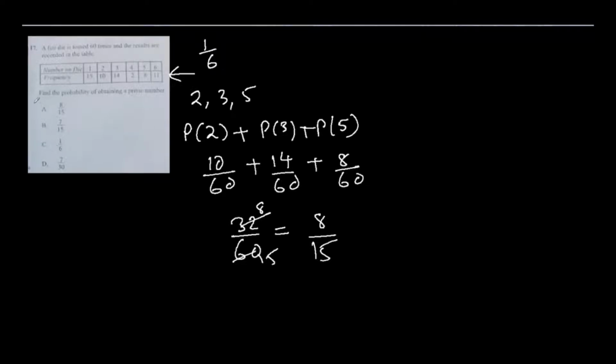8 of 15. A is the answer for this. Question 18 says find dy over dx for this equation given. Since x and y are mixed up, we will use implicit differentiation. And for that, I have to write that again. Plus 7 equal to 3y minus xy.